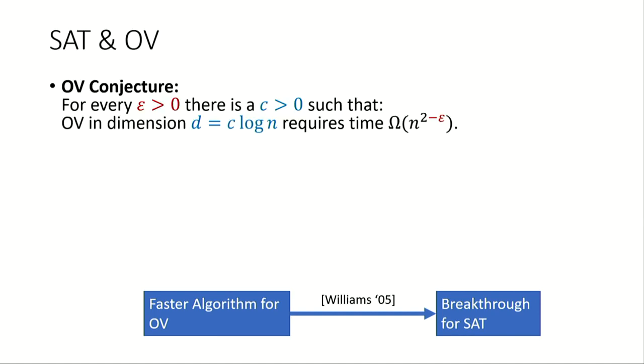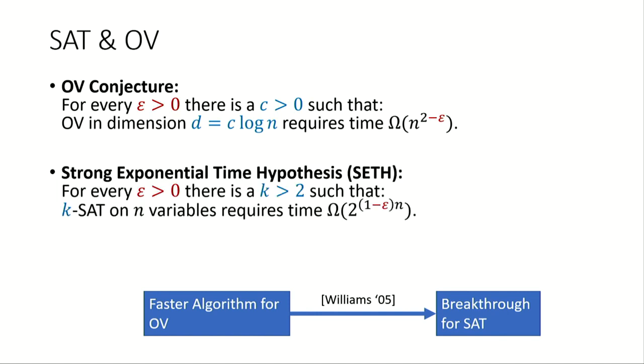Normally we state the so-called OV conjecture like this: for any epsilon, there's a big enough C so that in dimension C log n, it requires n^(2-epsilon) time to solve the orthogonal vectors problem. Our known algorithms don't break this conjecture. Ryan related it to the strong exponential time hypothesis, which is very similar in structure: for any epsilon, there's a big enough k such that k-SAT requires time 2^((1-epsilon)n). And what Ryan showed is that strong ETH implies the orthogonal vectors conjecture.